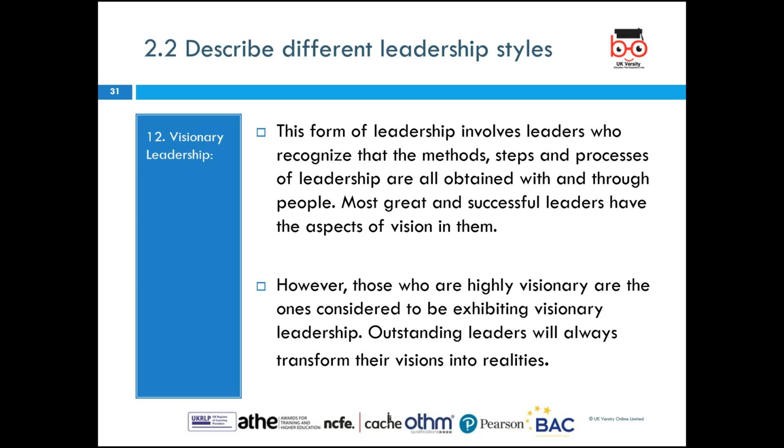Then the final one is visionary leadership. This type of leadership looks at what steps, methods and processes people are going through, and it's quite a successful style for someone to have a vision. But people who are quite visionary normally give these big, enormous ideas and say, we'd like to do this, X, Y, and Z and get to there. And sometimes it can be a little bit unrealistic and outside of normal reality.